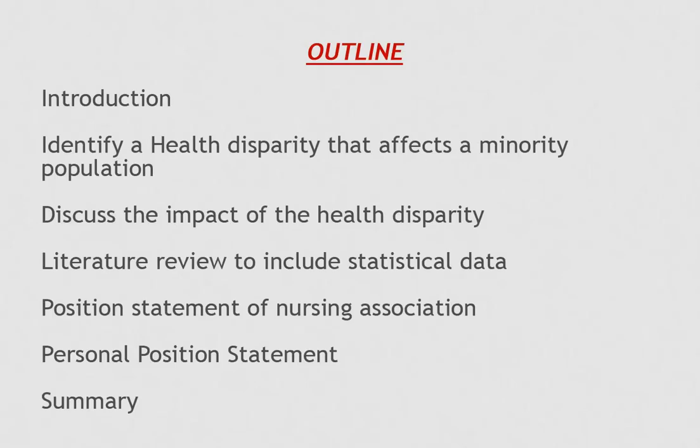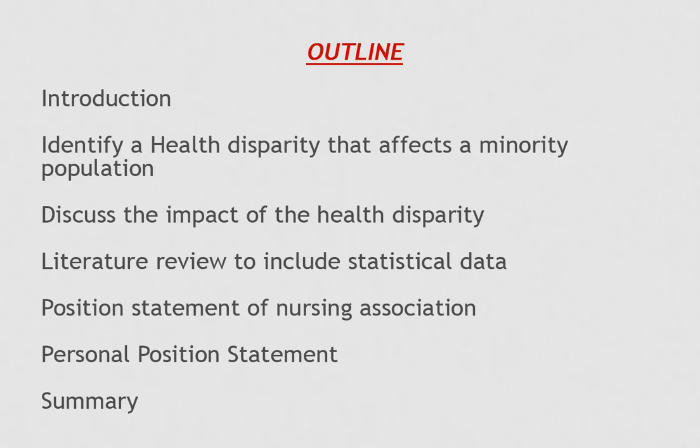So what your professor has done is they've provided you with an outline for your paper already, as included in the grading rubric. They've told you to identify a health disparity that affects a minority population, to discuss the impact of that health disparity on that population, perform a literature review that includes statistical data supporting the existence of the health disparity on that population and the impact of the health disparity on that population, provide a position statement of a nursing association, and provide a personal statement regarding the health disparity.